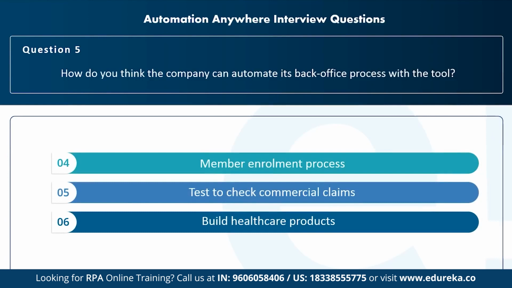Well, according to me, a health insurance company must focus on automating mainly three tasks. That is the member enrollment process, the test to check commercial claims, and build healthcare products. Coming to the member enrollment process, if previously, if you do not automate this task, then 90% of the member enrollment data had to be manually entered into n different product lines, toggling between various number of applications.